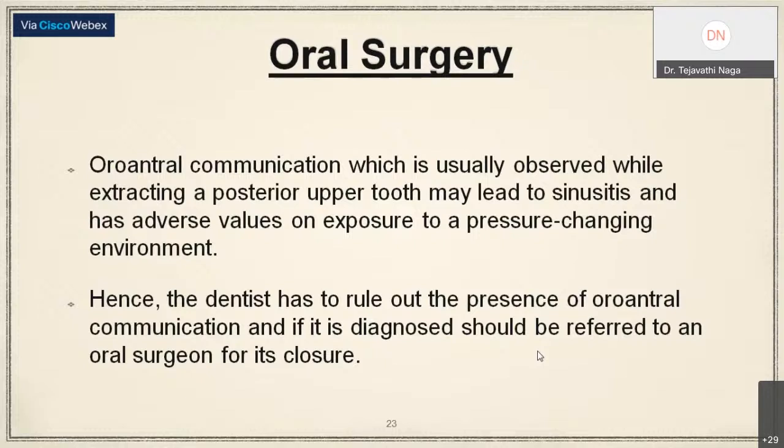Most of the time, when the roots are quite lengthy and if there is a traumatic extraction, there are chances that there is oro-antral fistula. So, oro-antral communication is usually observed when you extract the posterior molars. Hence the dentist has to rule out oro-antral communication, and if it is diagnosed, it should be referred to an oral surgeon for its closure. See to it that the patient or the crew member who is flying does not have the oro-antral fistula or the communication.